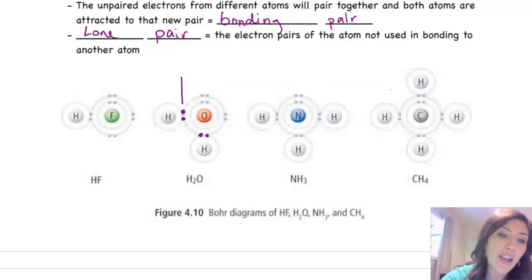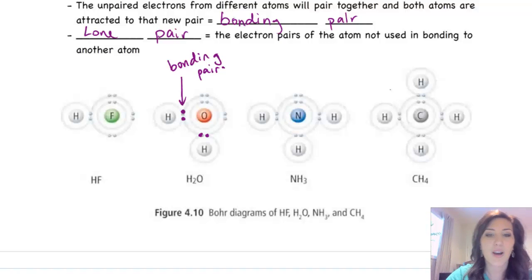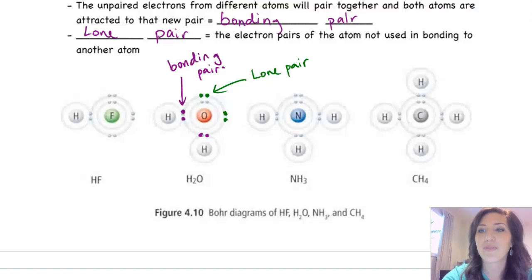So these pairs here are called the bonding pair. And then the extra pairs on the outside here, these are still paired up, but they're just together. These are the lone pairs. So this one here is a lone pair.